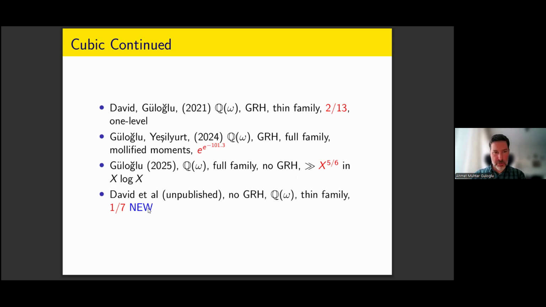Okay, very recently, I think at the end of last year, David and four other people were looking at the thin family again using a different method, the method that Soundararajan used before for the quadratic family, and they were able to get, without GRH, this proportion, 1 over 7, which is still lower than what we got with Chantal. 2 over 13 is larger than this number, but again, as I said, no GRH is involved here.